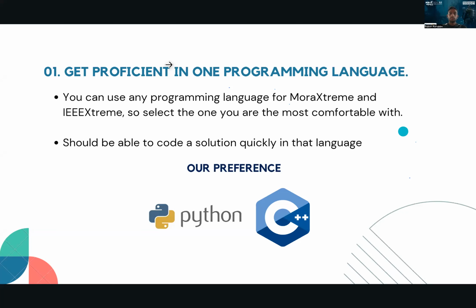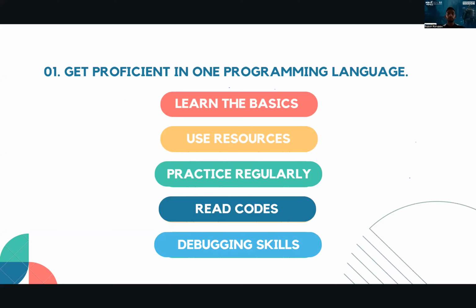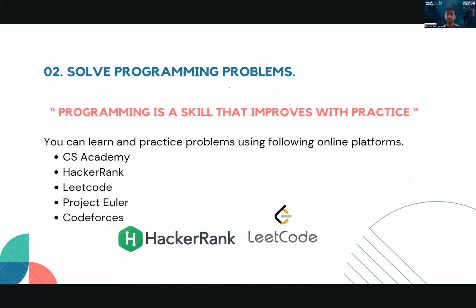So once you get proficient in one language, if you are a beginner and you start now, you learn the basics and how the language works, we recommend that you start solving programming problems with the knowledge that you currently have, that means the knowledge of using the language. You can use sites like CS Academy, HackerRank, LeetCode, Projectula, and Codeforces, and there are many more sites as well. These are some of the sites that we have used. These sites contain programming problems similar to what you would get in IEEEXtreme or any competitive programming competition, and you can go to these sites and solve the problems that they have.